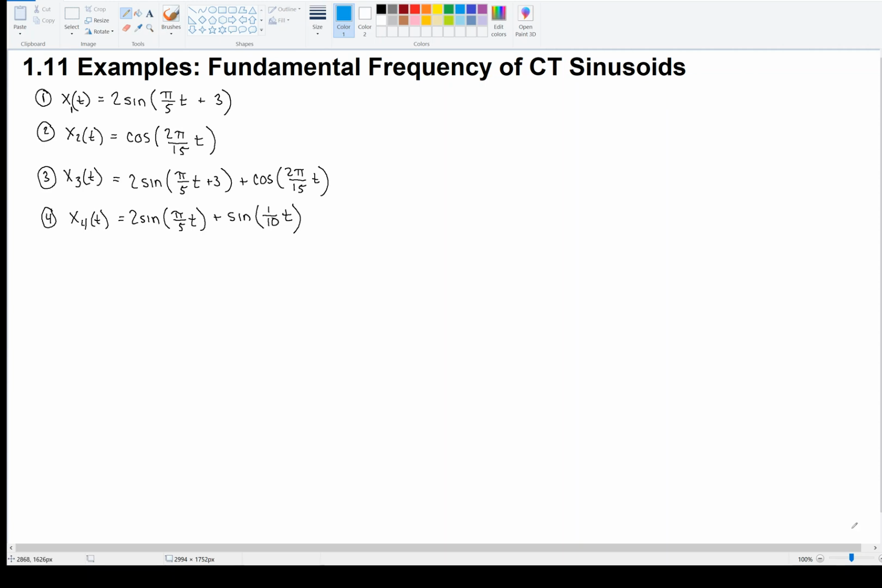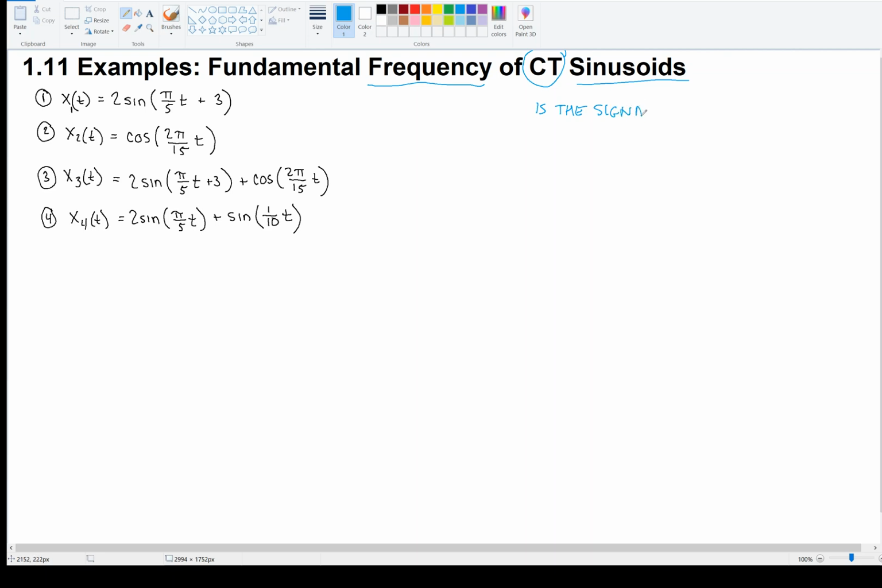Hi, welcome back. Here we're looking at examples of the fundamental frequency of continuous time. We're still working with only continuous time sinusoids, and sinusoids include sine, cosine, and complex exponentials. Okay, so I've got 4 examples here, x1, x2, x3, x4, using just sines and cosines, and then after we're done with those, we will look at the complex exponential.